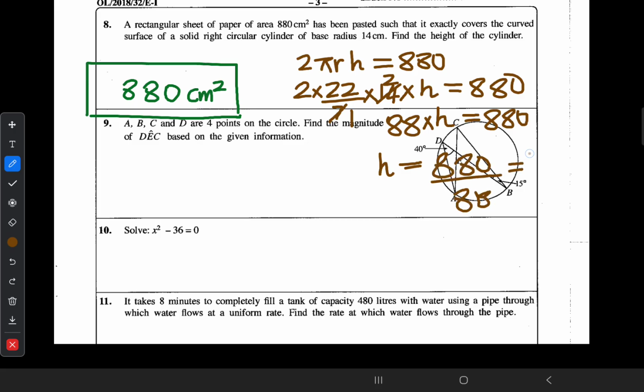From that, h would be 880 divided by 88. H is 10. Height, no, so the unit should be in centimeters. 10 centimeters. That is the height of the particular cylinder.